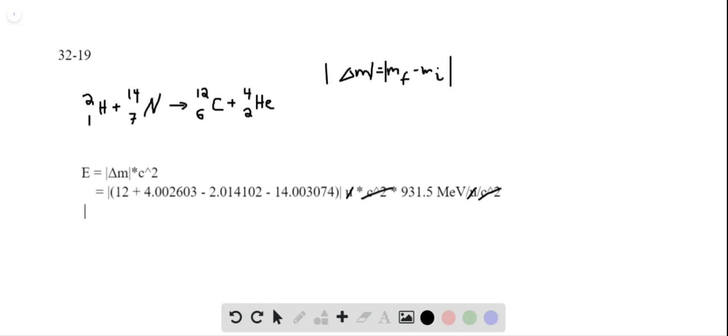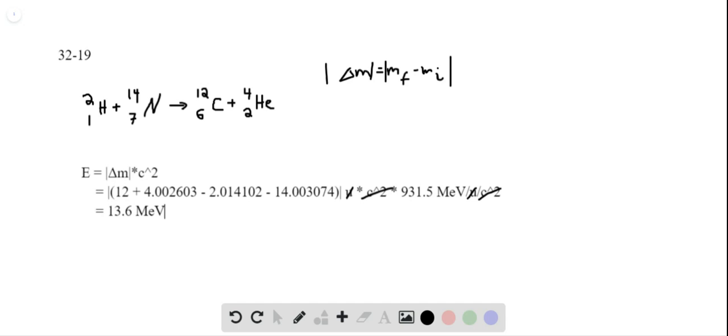If I did this right, great. We perform this calculation and we find that the energy of this reaction is 13.6 MeV. Great, so we found this based on the atomic masses that are given to us. If they're not given to us, they'll be found in the back of your textbook. In most cases, you can easily find them somewhere on the internet.